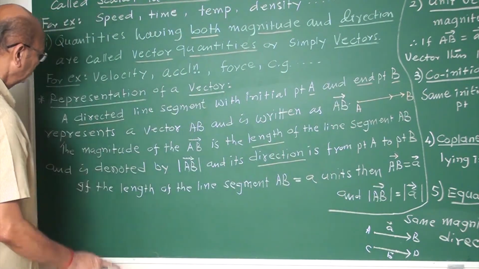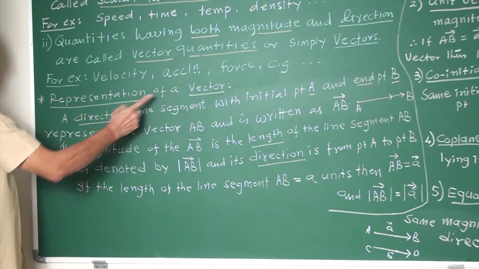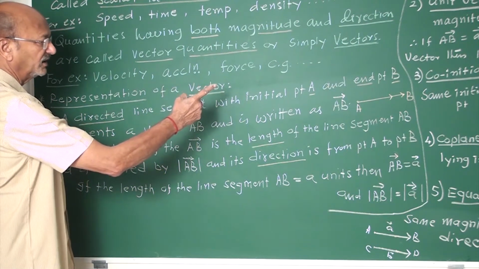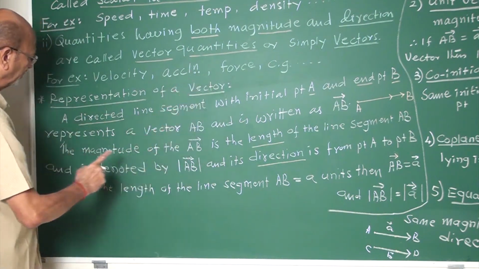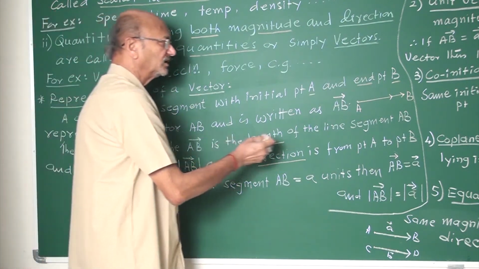So here, see once again, the geometrical representation of a vector. A directed line segment with initial point A and end point B represents a vector AB and is written symbolically, my friends.